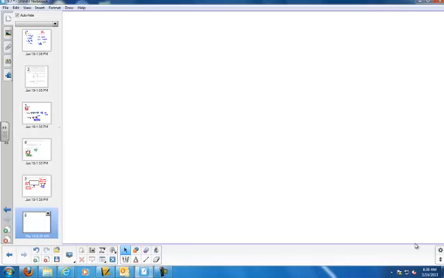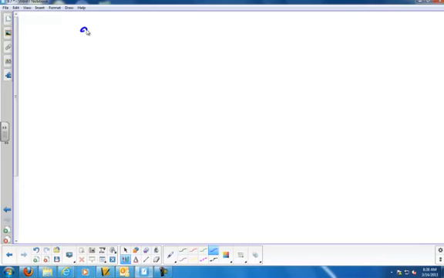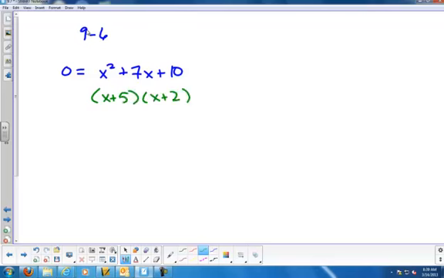And I just want to add in maybe 3 small problems from 9-6. And I just want you to write these on your sheet. If you had something like 0 equals x squared plus 7x plus 10, this is factorable. So you could factor that as x plus 5, x plus 2. So the two zeros are at negative 5 and negative 2.